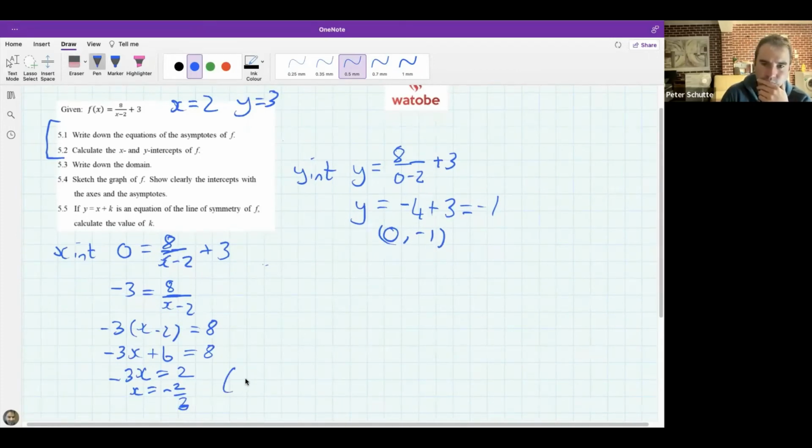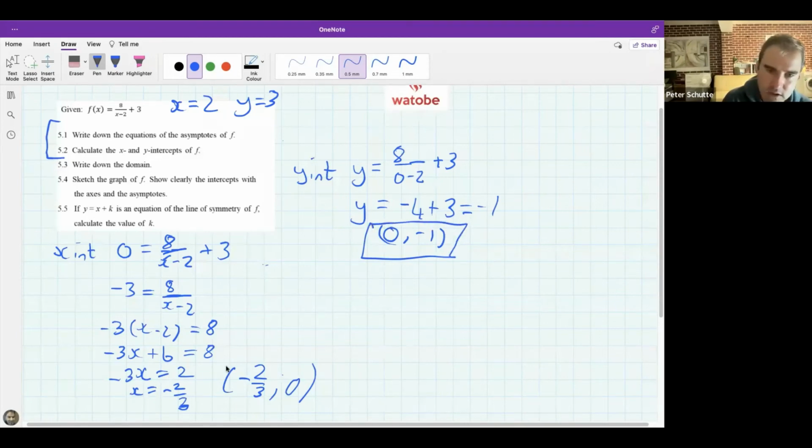I seem to get -2/3 for my x-intercept, and I get -1 for my y-intercept. If I look at how I did these, give us a thumbs up if you got that. Thumbs down if you didn't.